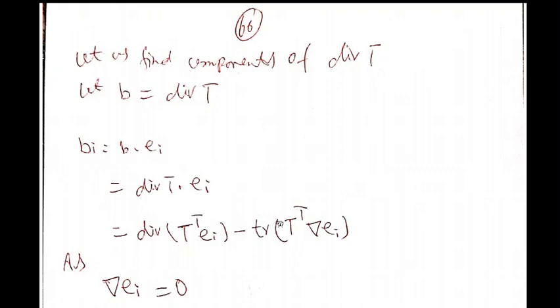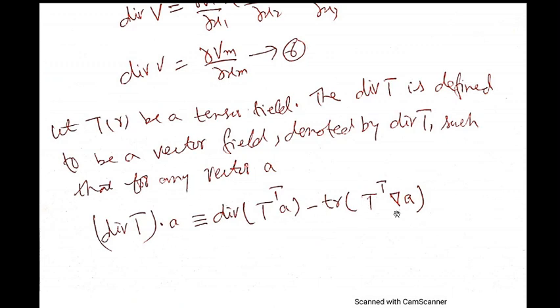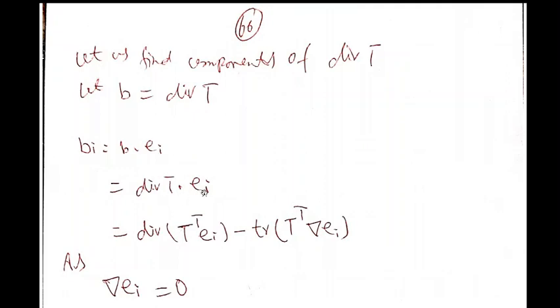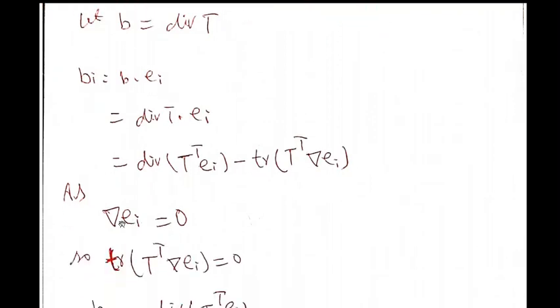Now here we will use the definition of the divergence of T, as we defined it with any vector A. The divergence of T dot Ei will be the divergence of transpose of T times Ei, writing Ei instead of A, minus the trace of T times the gradient of Ei. So this will be 0. The gradient of Ei will be 0, because the gradient of a vector is a second-order tensor.